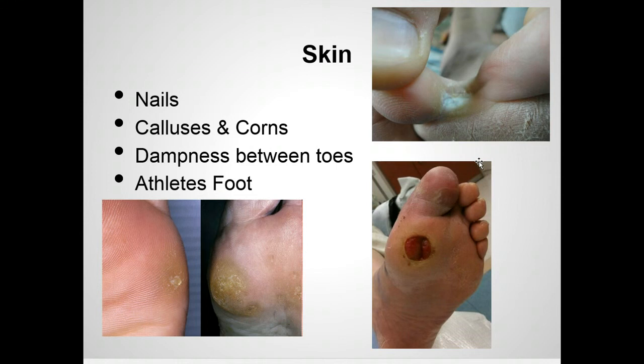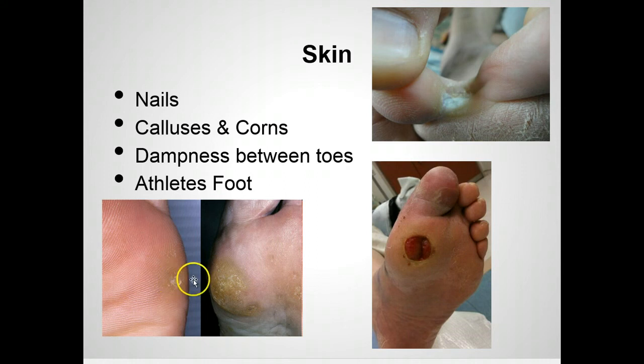Let's go on to look at the skin, different types of problems that can happen. Nails can become thickened. They need to be trimmed if there's a fungal infection. That's not specific to diabetes, but it can happen to a lot of people as they get older. People can develop corns and calluses. The main difference between a corn and a callus is that a callus is on the bottom of the foot and a corn is on the top or between the toes.